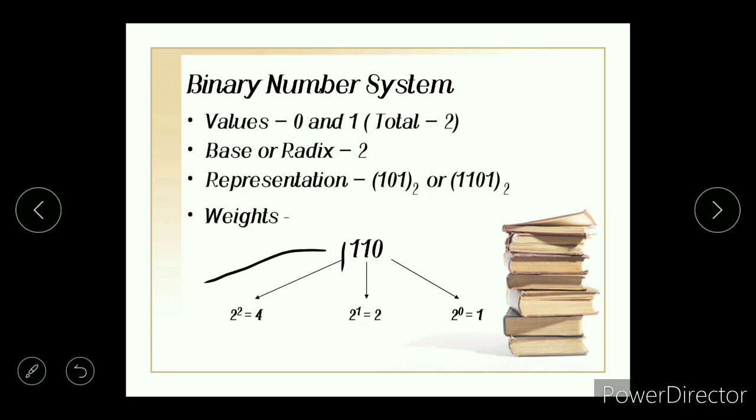As I said earlier, each binary digit is called a bit. The rightmost bit is called LSB or least significant bit, and the leftmost is called MSB or most significant bit.